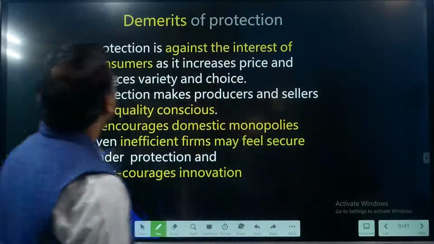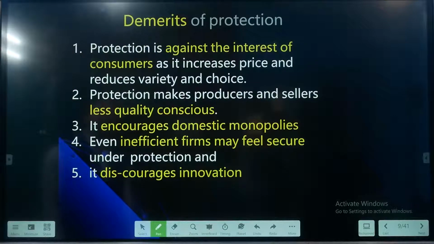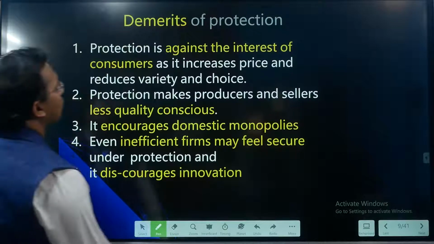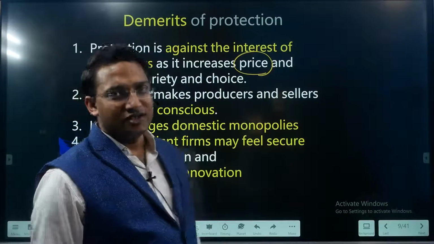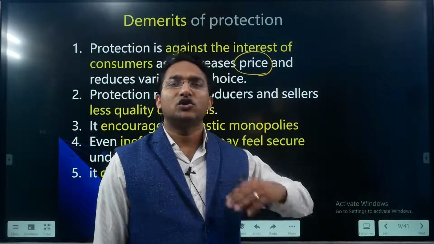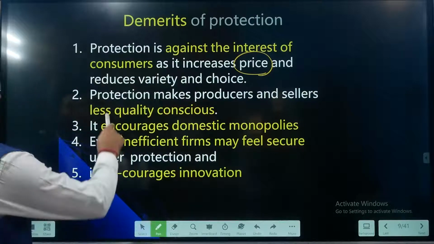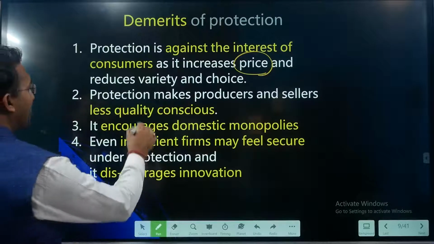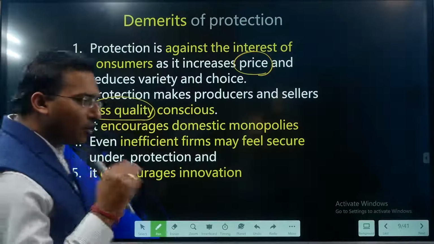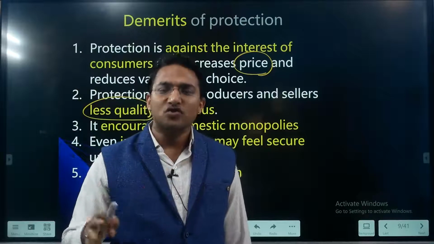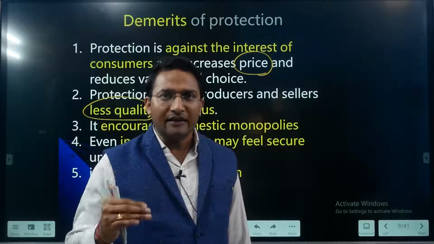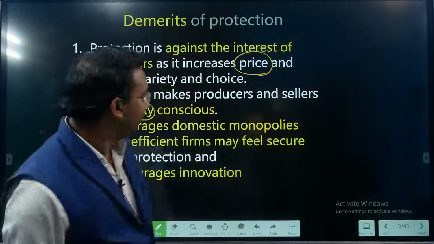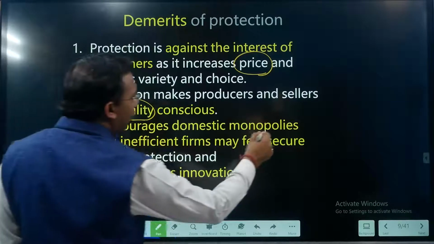So let us see. Number one, protection is against the interests of the consumers, as it increases price and reduces variety and choice, right? So if I am restricting the import of goods and services, I am actually restricting the choice for the customers. Number two, protection makes producers and sellers less quality conscious. Because the producers know that there is less competition, and the goods and services cannot be imported from outside India, they will not be that competitive. It encourages domestic monopolies, right?